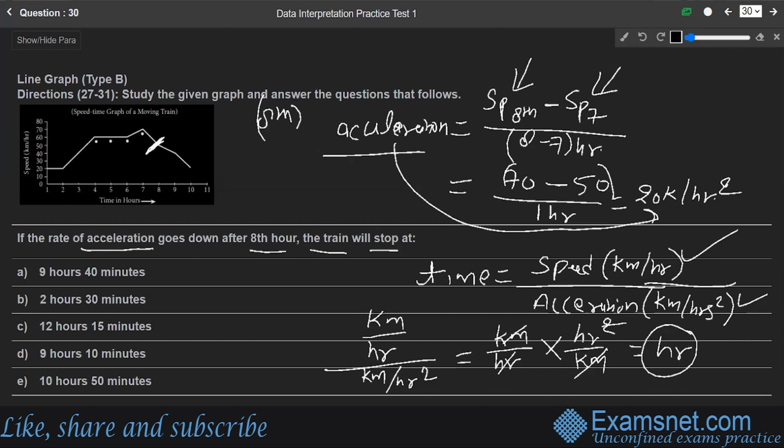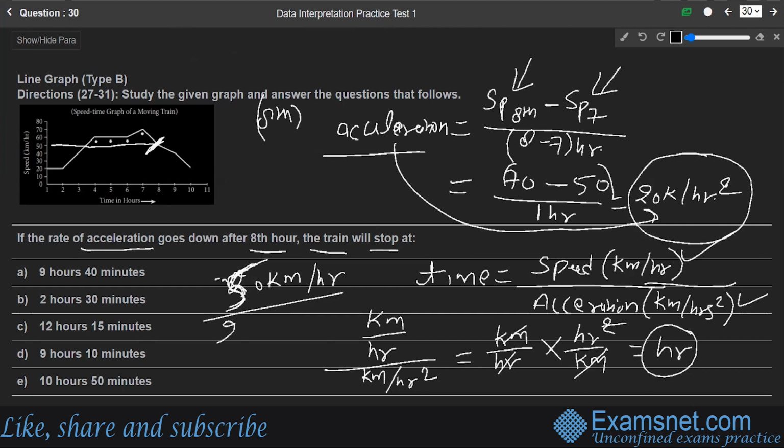So what is the change in the speed? Change in the speed is clearly written here. Speed at the 8th hour. What is the speed at the 8th hour? Sorry, the speed at the eighth hour is 50 kilometer per hour. If you see the graph, speed after the eighth hour is this point, and this point is equal to 50 kilometer per hour. So this is 50 kilometer per hour divided by the acceleration which we just calculated, which is 20 kilometer per hour square.